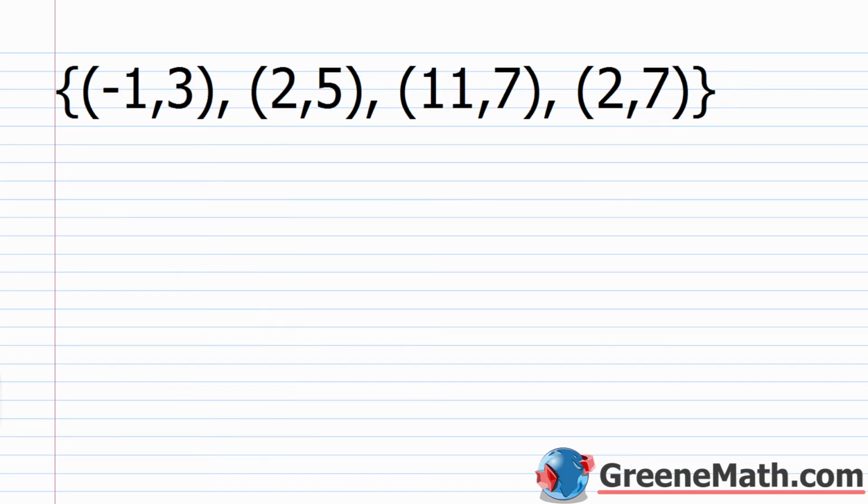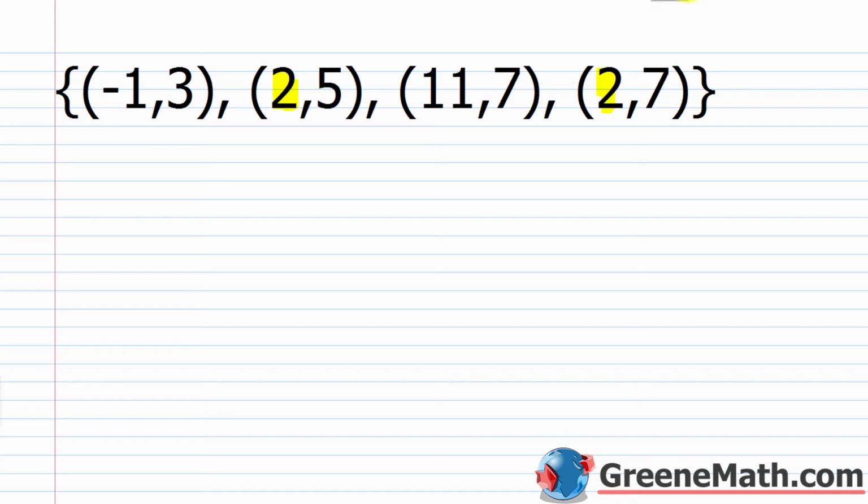All right, here's another example. So again, another relation, just a set of ordered pairs. We have negative 1, 3, 2, 5, 11, 7, and 2, 7. So right away, you should notice that you have duplicate x values. You have a 2 here and here.